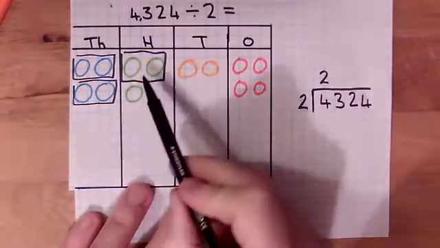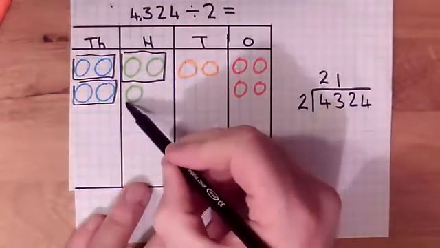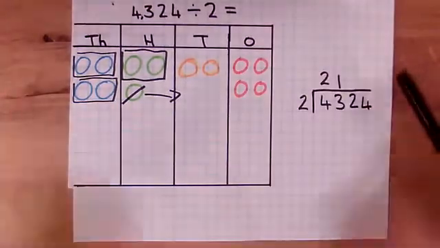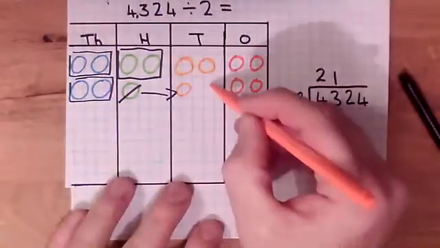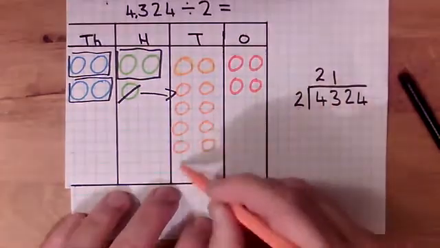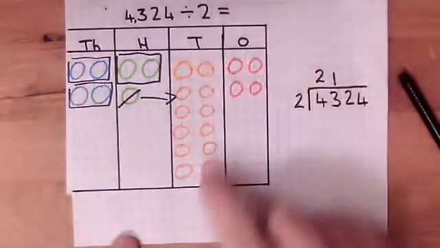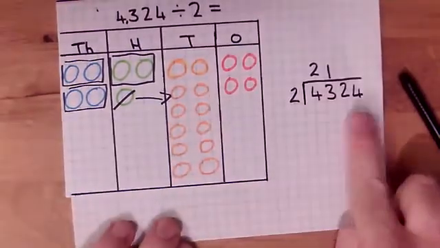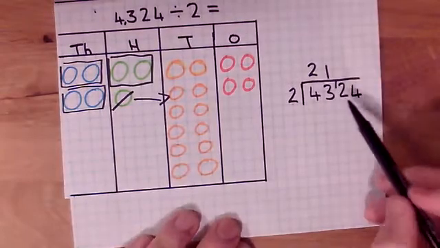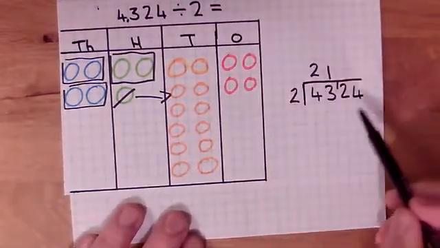So what we're going to do, in my hundreds, I've got 1. This needs to be exchanged across to here, and that's going to become an additional 10 tens. So we've now got 12 tens in total here. I need to show that in my written method. So the one that was left over here gets exchanged here. So I'm now dividing 12 by 2 instead of dividing 2 by 2.